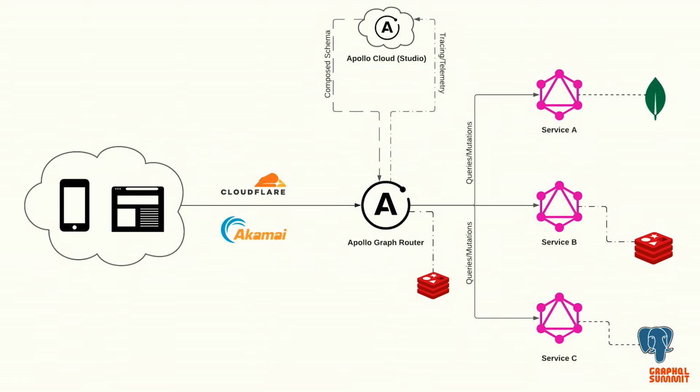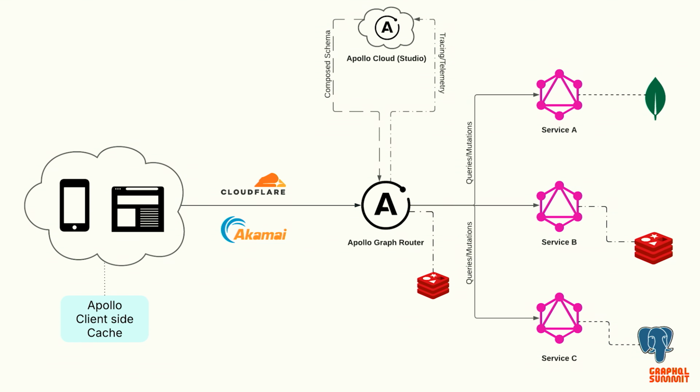So the diagram I have here, on the right-hand side, we've got various different services that might be backed by different database technologies. They might be backed by even further upstream REST services. And then moving towards the center, we've got our routing layer with Apollo Graph Router, and then we have our clients on the far left side. At each one of these places, Apollo has technology that can help you cache your data and keep it very fast and performant.